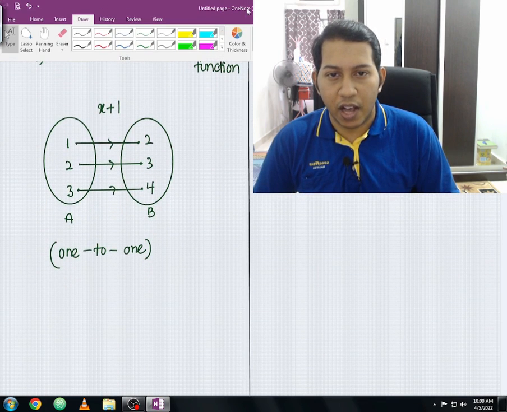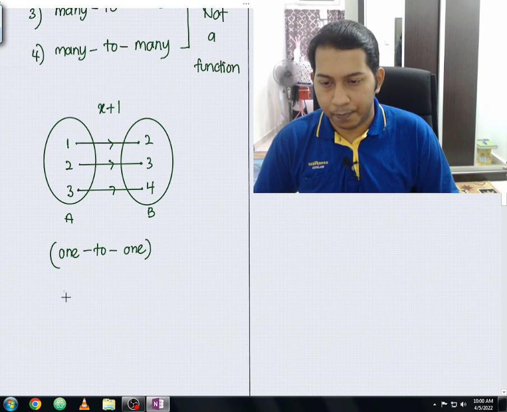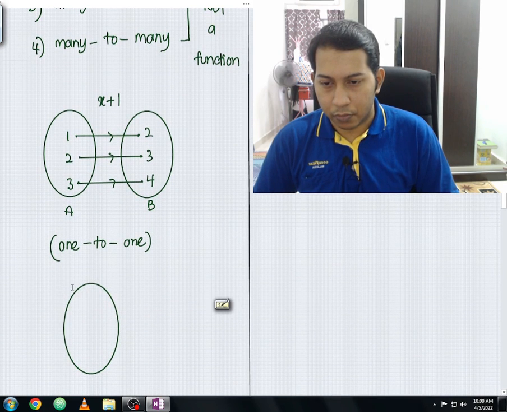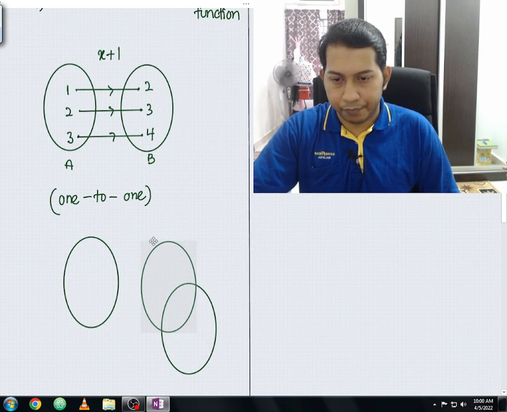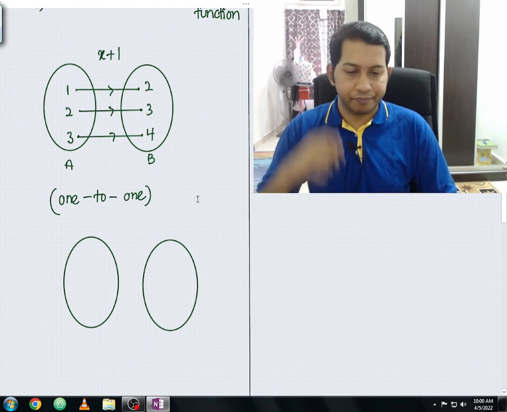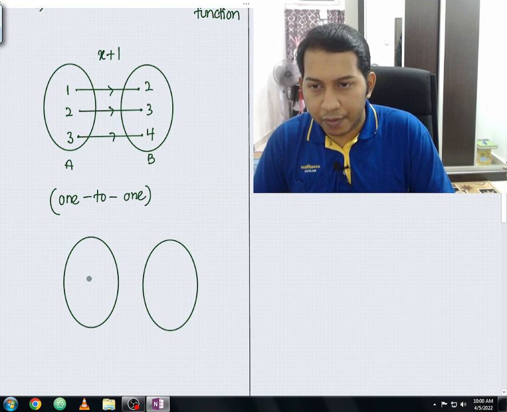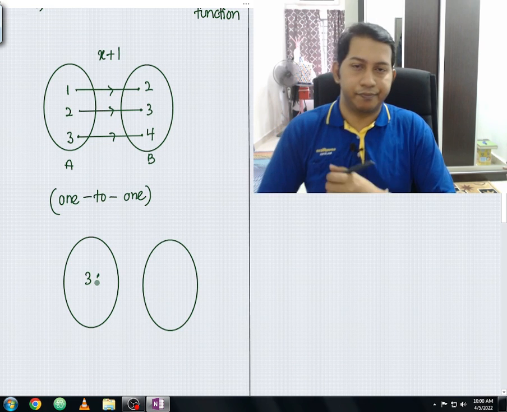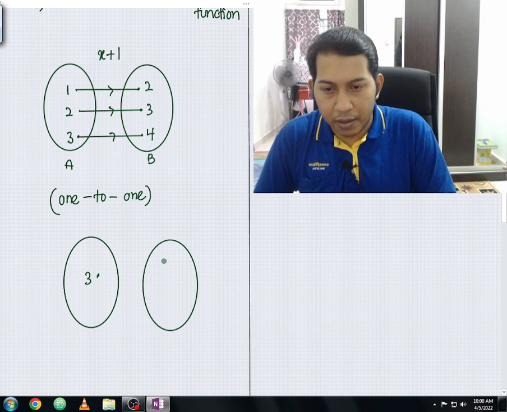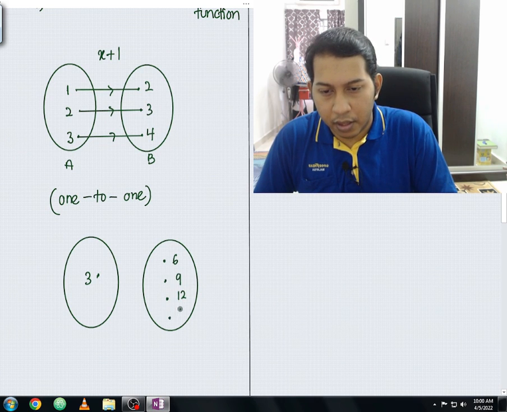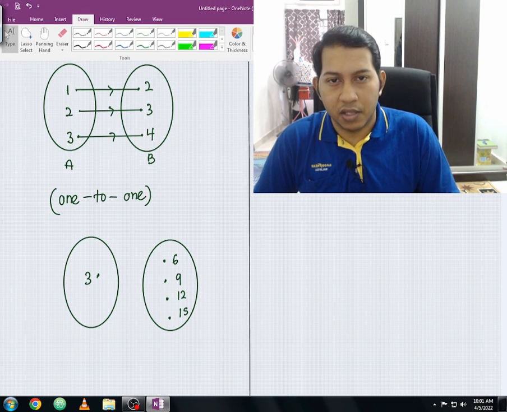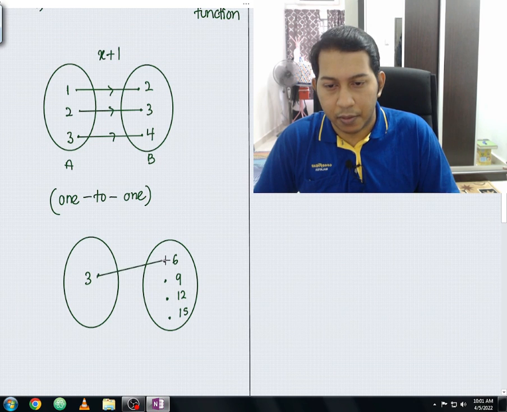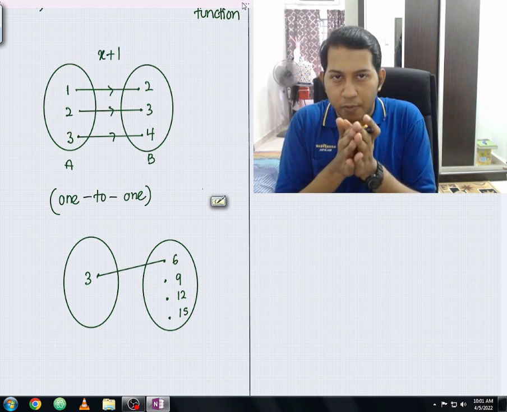Let me show you how a one-to-many relation works. Let's say I have the number 3 over here, and then I have outputs of 6, 9, 12 and 15. This is an example of one-to-many. You have one input, but you have many outputs.